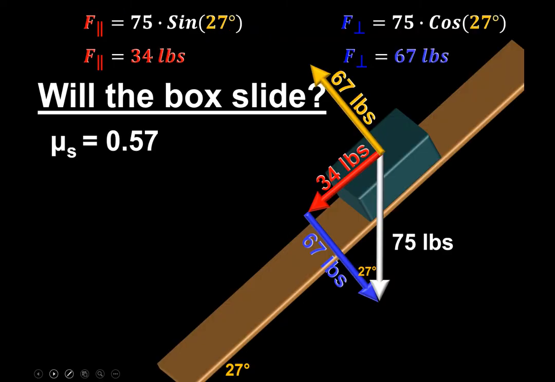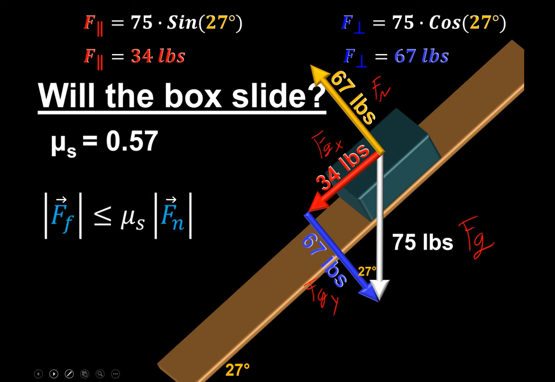Now, let's say it's a box that's made of a different material, so still the same mass of the box, same force of gravity, everything. This is still force of gravity. This is still your force of normal, still your force of gravity in the x, still your force of gravity in the y. But your coefficient of static friction changes.